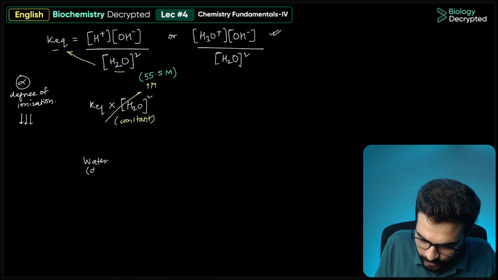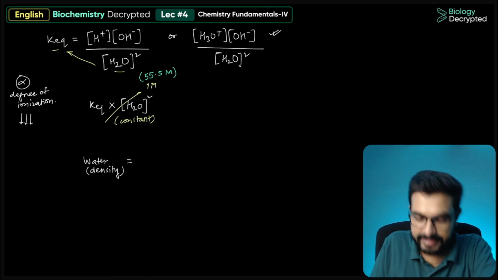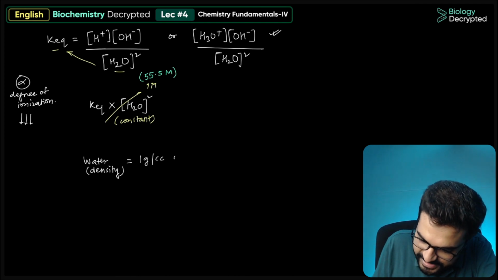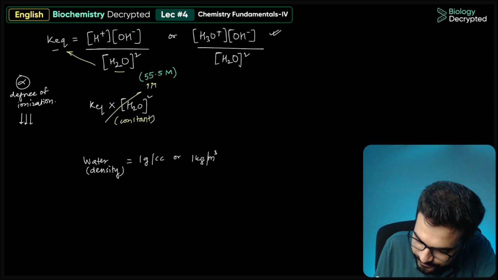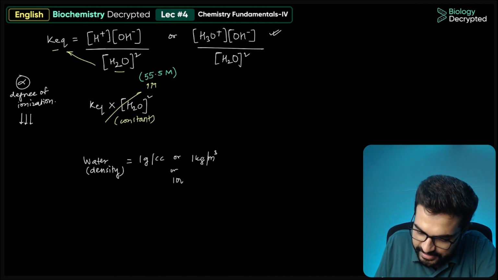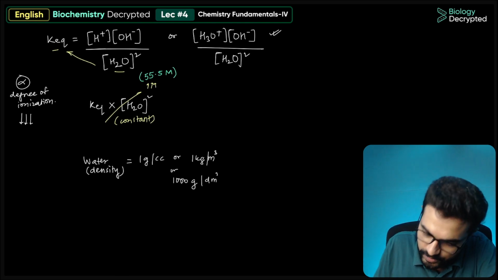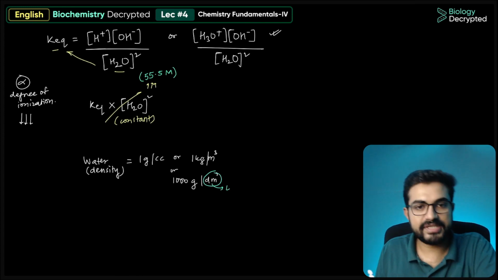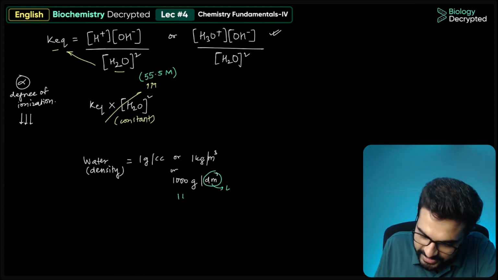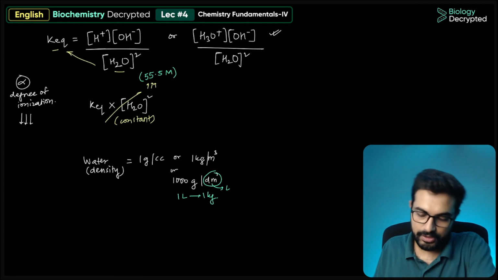If we talk about the density of water, the density of water is 1 gram per cc, or we can say 1 kg per meter cube, or we can say 1000 gram per decimeter cube, and 1 decimeter cube is equal to a liter. So it is 1000 grams per liter. 1 liter will weigh 1 kg. This is the simple concept for water.